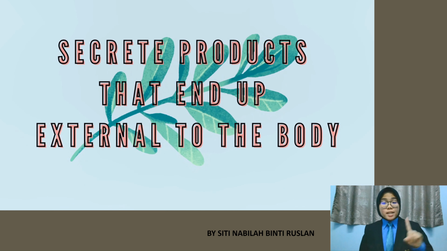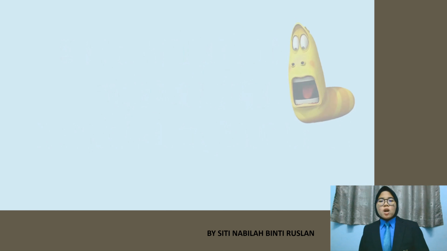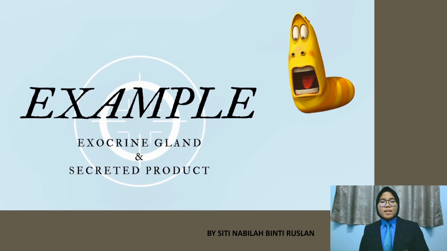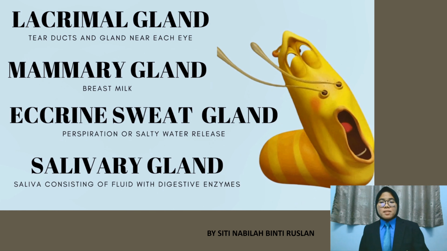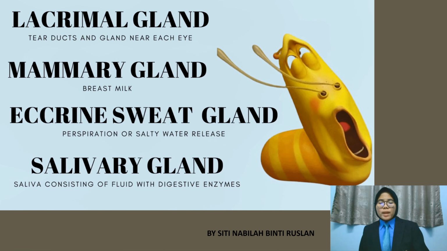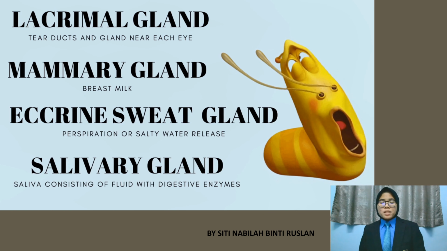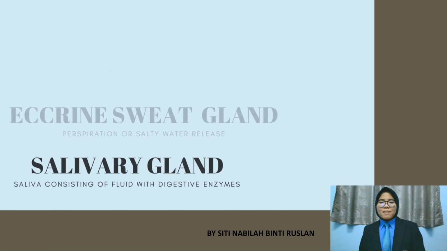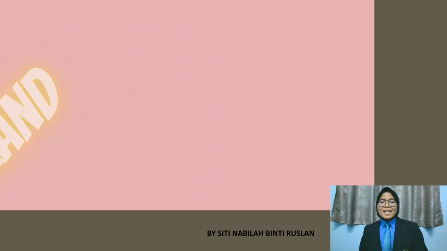The first example of an exocrine gland and its secreted product is the lacrimal gland, which secretes tears through ducts, with a gland near each eye. Secondly, the mammary gland, which secretes breast milk. The third one is the eccrine sweat gland, which can be found in virtually all skin and will undergo perspiration. Lastly, the salivary gland. The salivary gland will secrete saliva consisting of fluid and digestive enzymes.